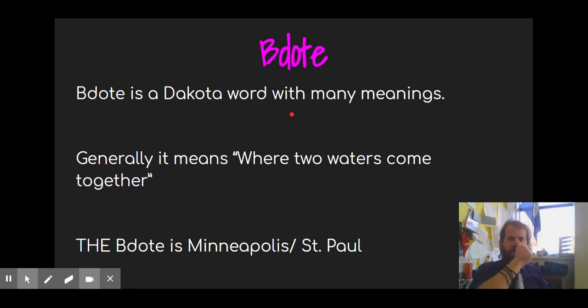Now, there is one major Bdote, and that is in the Minneapolis-St. Paul area. This is a very important location for the Dakota culture, and this is seen widely amongst all 7 of the bands as the location where Earth was created, where this is a very spiritual center for this culture. And we are going to be talking about that specific Bdote.